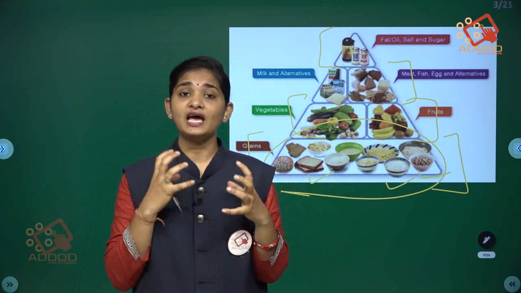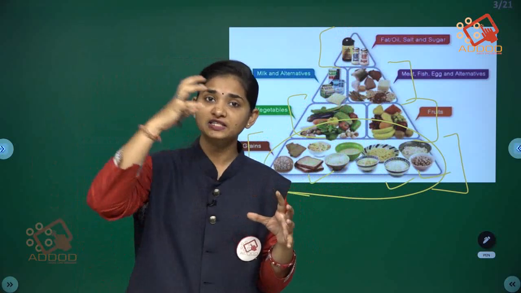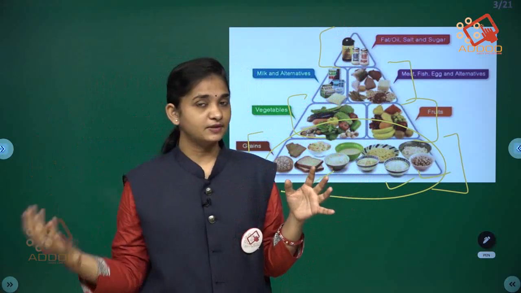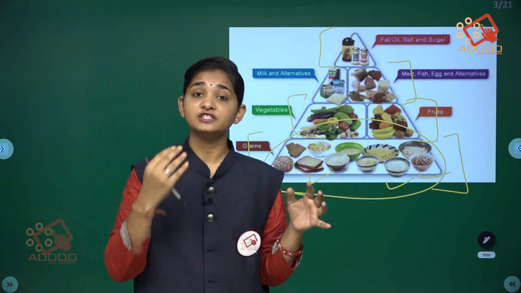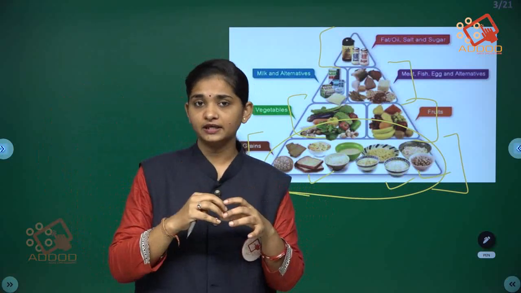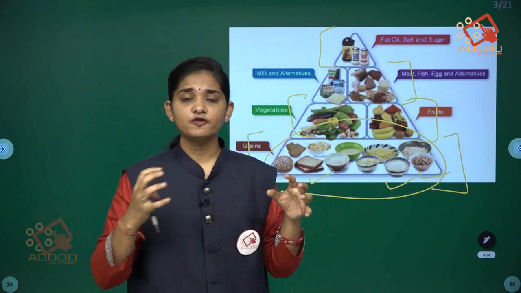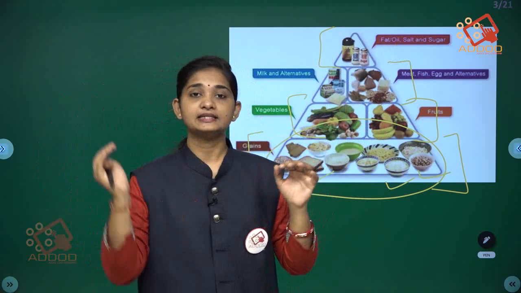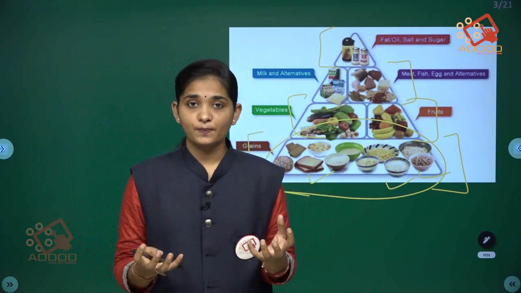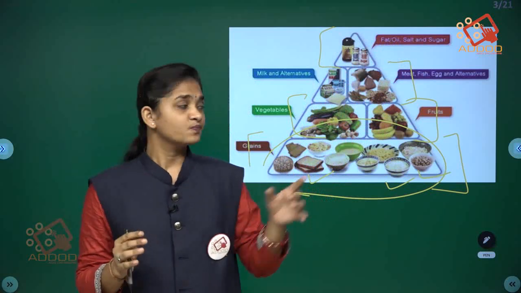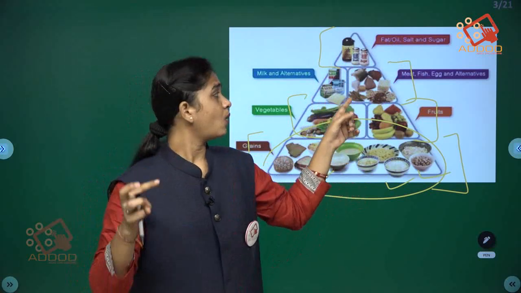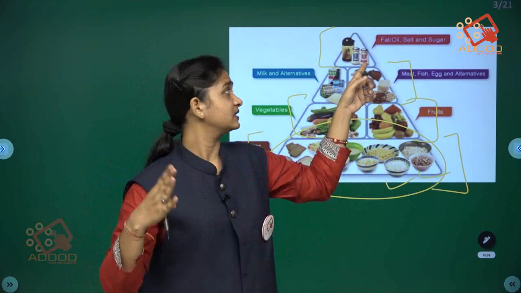But here we have to find out what components are present in these items. When I talk about rice, there is something hidden in it. When I talk about vegetables, fruits, there is something present in them. When I talk about meat, fish, there is something present in it. And when I talk about oil, there is something present in it. So what are those components? Here we will be learning what is present in rice, vegetables, meat, fish, and oil.